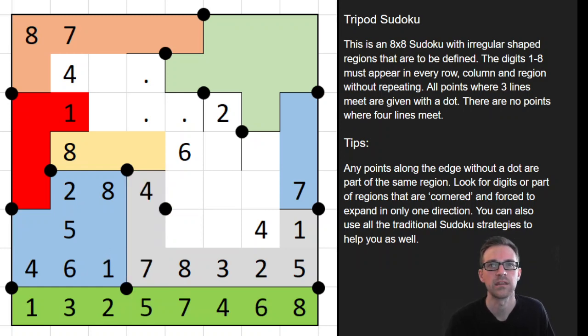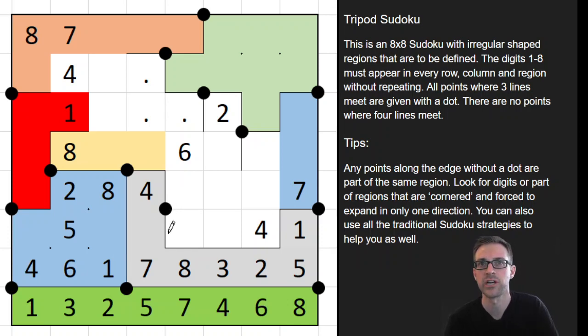And I think that looks like 8 cells. 1, 2, 3, 4, 5, 6, 7, 8. So there we go. We could actually draw that border now around the gray. And this dot is solved now because we have 2 lines jutting out from it. We need a third. Well, it can't be this one because that would separate these 2 cells. So it's there.